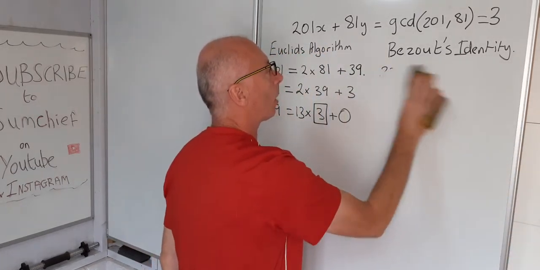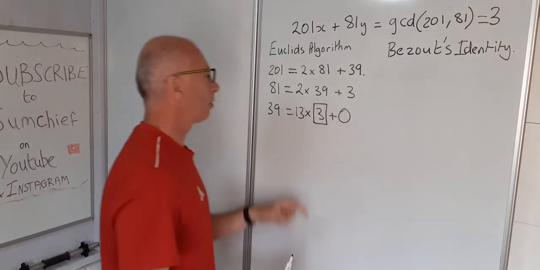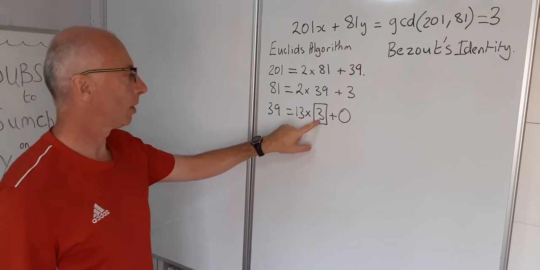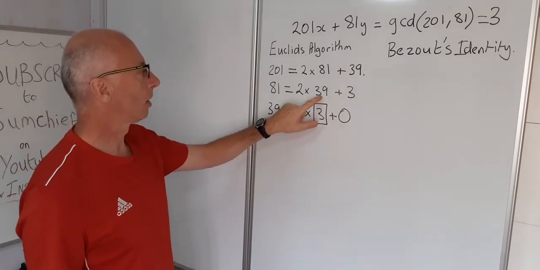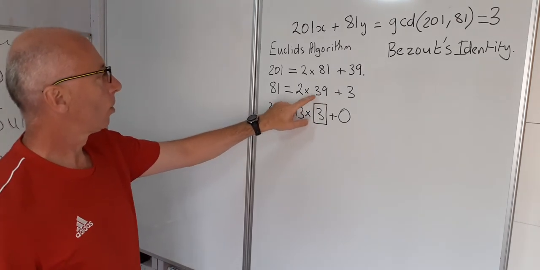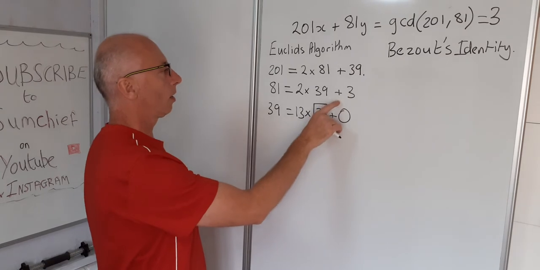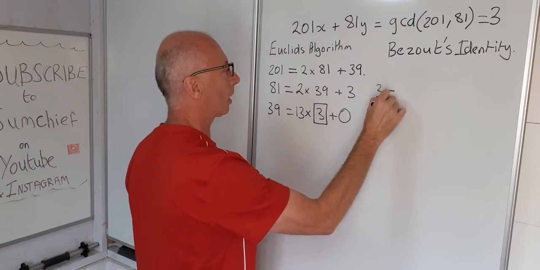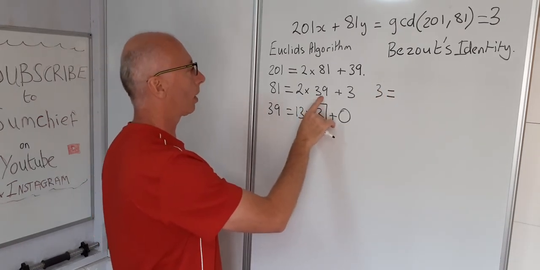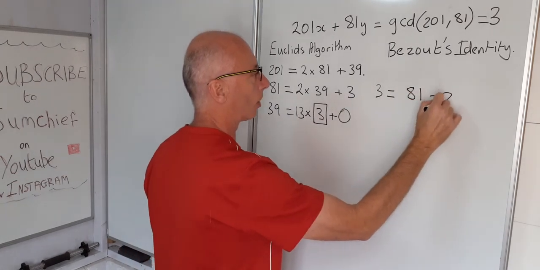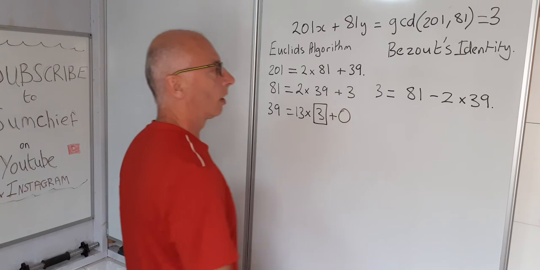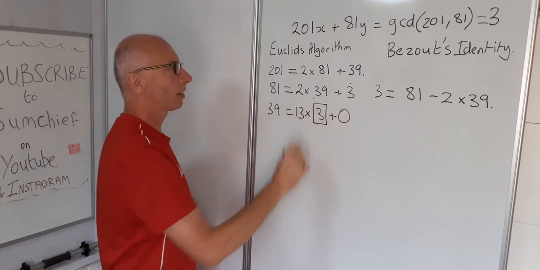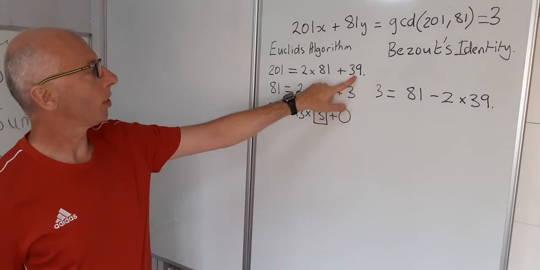Okay, now the way to do that is to use Euclid's algorithm in backwards form. So here, 3 is the greatest common divisor, so we start off here. What we can say is that 2 times 39 plus 3 is 81. So what we now say is that 3 equals 81 minus 2 times 39. Okay, so we just jumble that around. So this goes to the front, then it's 81 minus this. And then we know what 39 is.